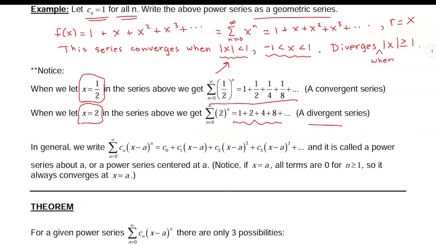In general, we write the power series with this formula, and I mentioned this setup where we consider that the series is not centered at the origin, that it's centered somewhere else at x equals a, and it is called a power series about a when we do that, or a power series centered at a. Notice if x did equal a, all the terms go to 0 for n greater than or equal to 1, so it would always converge at x equals a.